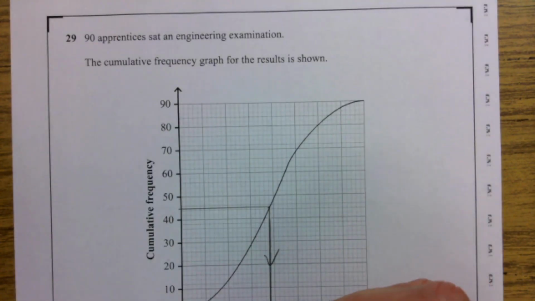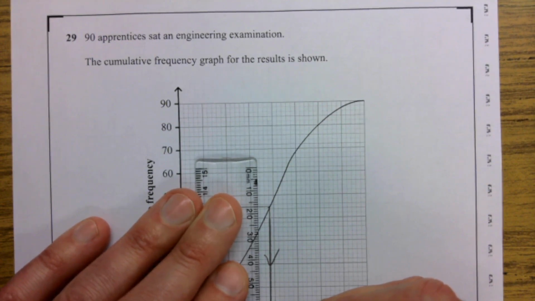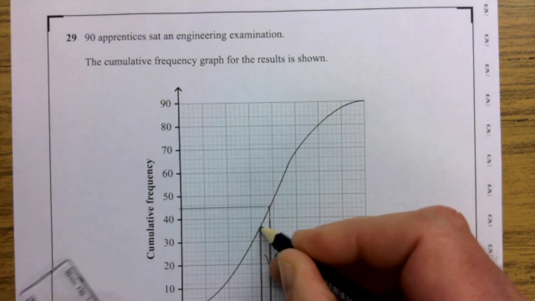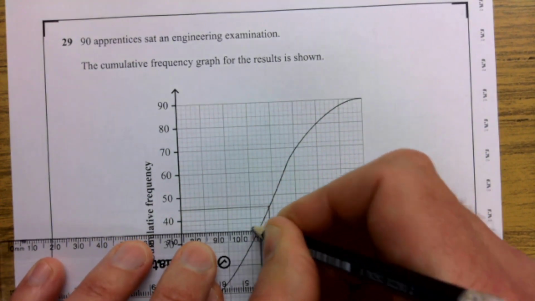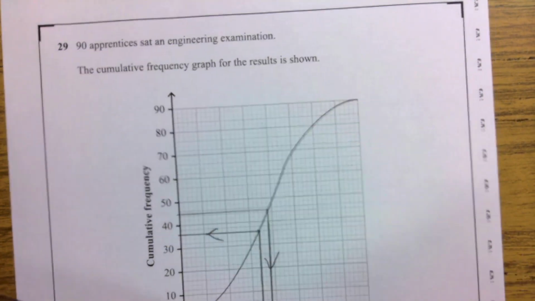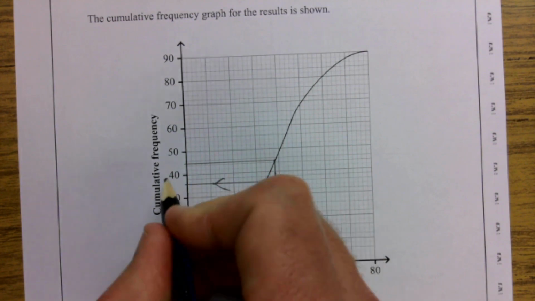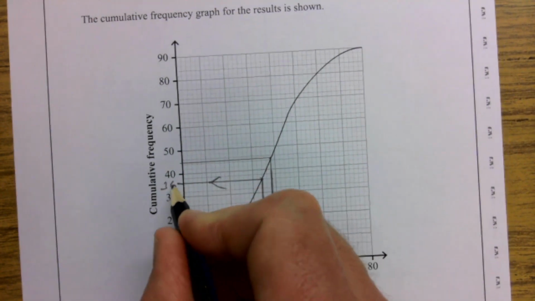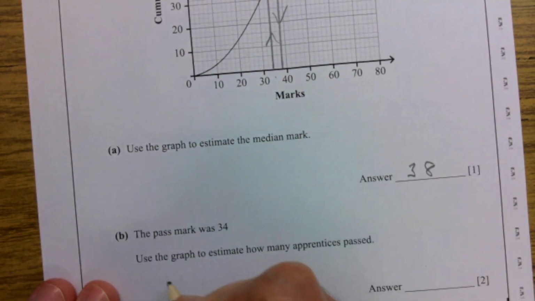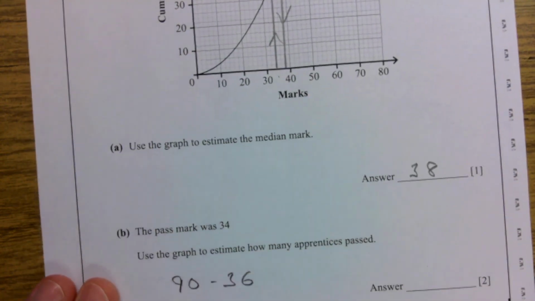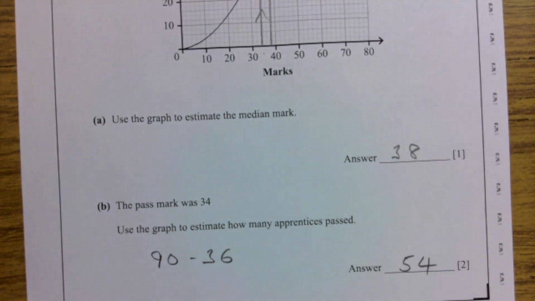So we've got to go to 34 here. So it's going to be up to here and then across here. Right. So we've gone up at 34 and we've gone across, hopefully you can see that, and that's hitting there at 36. But that actually means 36 got lower than that. So we need to do 90, take away 36. And if you work that out, you get 54. And that's us done.